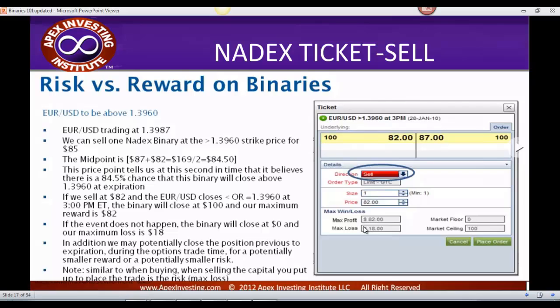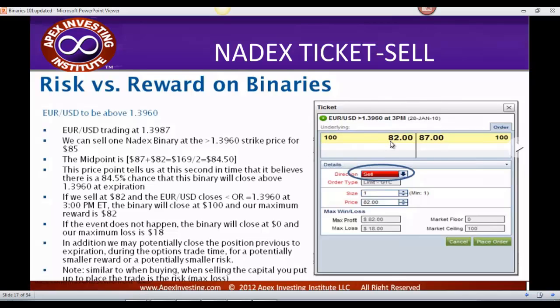Okay? So yes, Tom, buy equals true, sell equals false. That is a way to look at it. Yes, absolutely. What you're saying is the euro dollar to be greater than 39.60 at 3 p.m. Will it be? Will that be true? Will that happen? I think it will. I say yes, it will, so I'm going to buy. I don't think it will. I think it's going to be lower than that, so I'm going to sell.